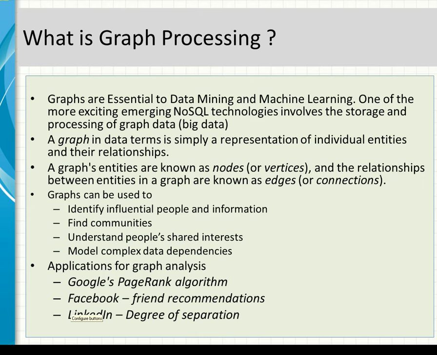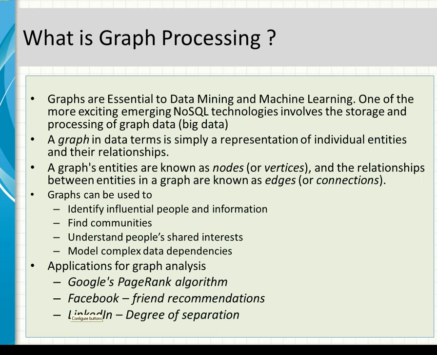Graphs can be used to identify influential people and information. In the example I just mentioned with users and followers, if you extended that to a large social networking site like Facebook, you can identify influential people and information. You can find communities, you can understand people's shared interests, and you can model complex data dependencies.